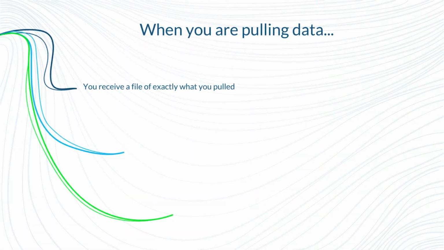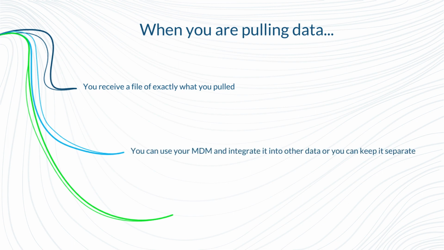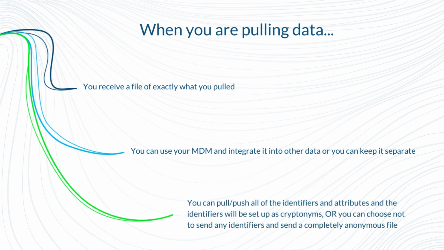In review, when you are pulling, you receive a file of exactly what you pulled. You do whatever you want to with a listing. You can use your MDM and integrate it into other data, or you can keep it separate. You can push all of the identifiers and attributes, and the identifiers will be set up as cryptonyms, or you can choose not to send any identifiers and simply send a completely anonymous file.